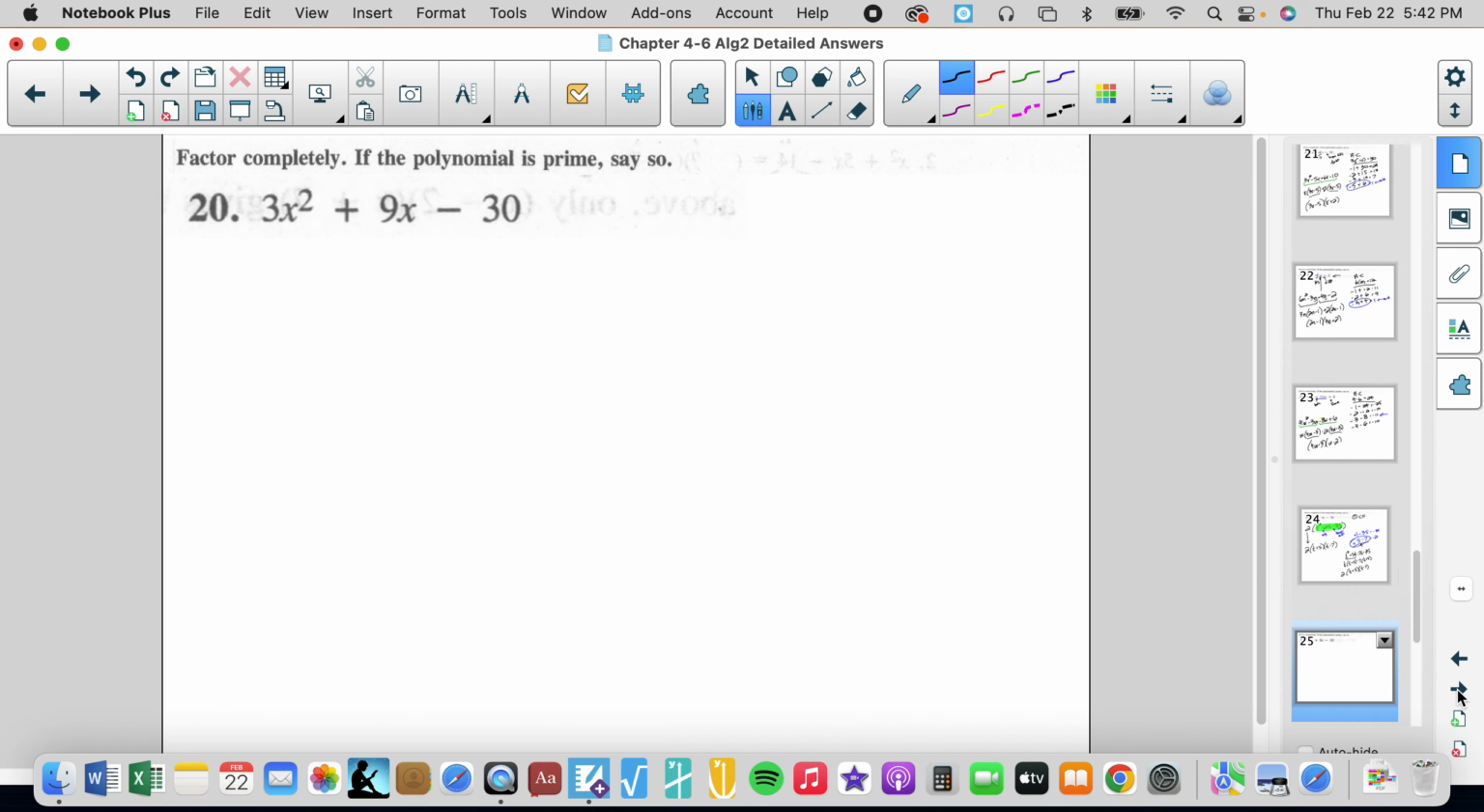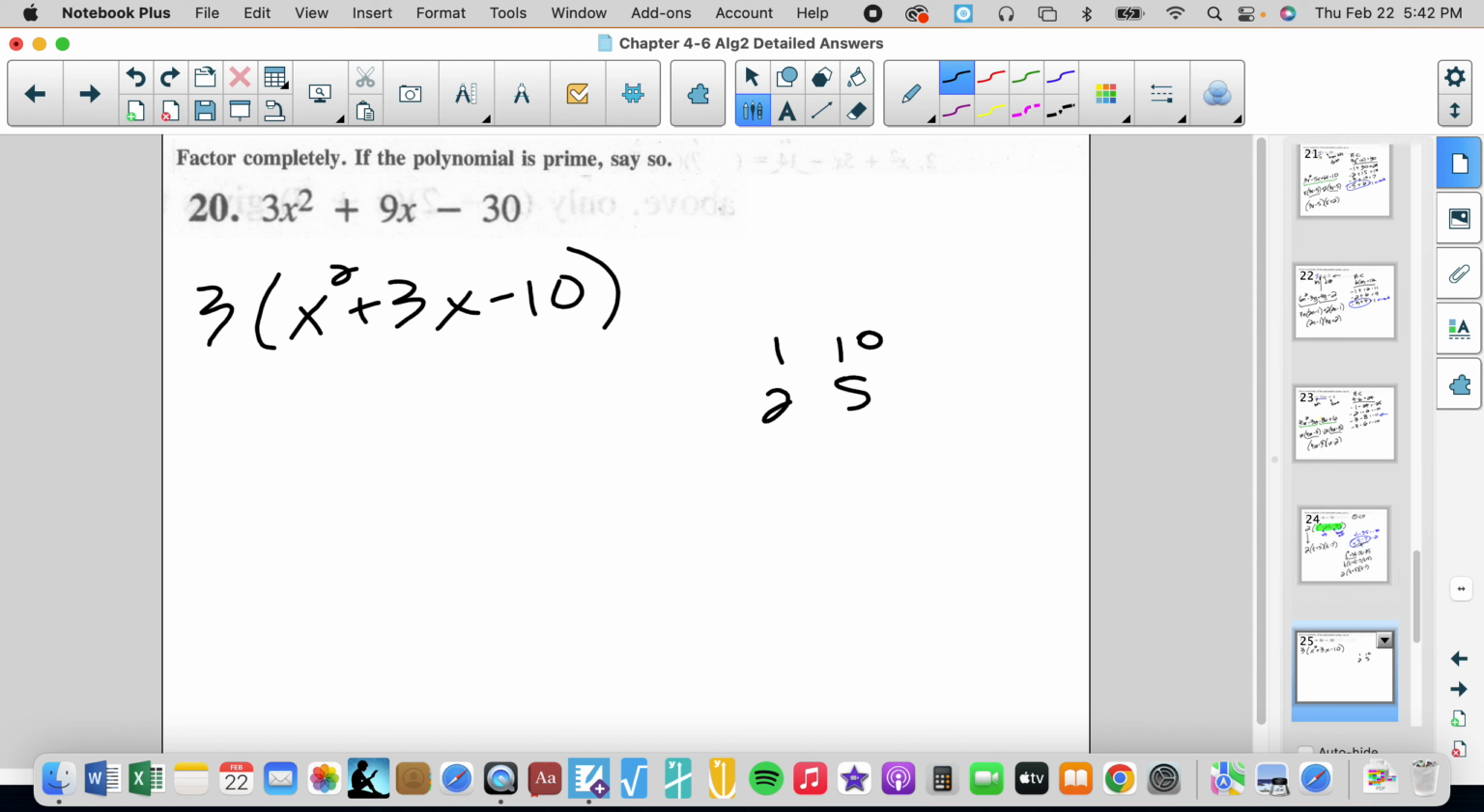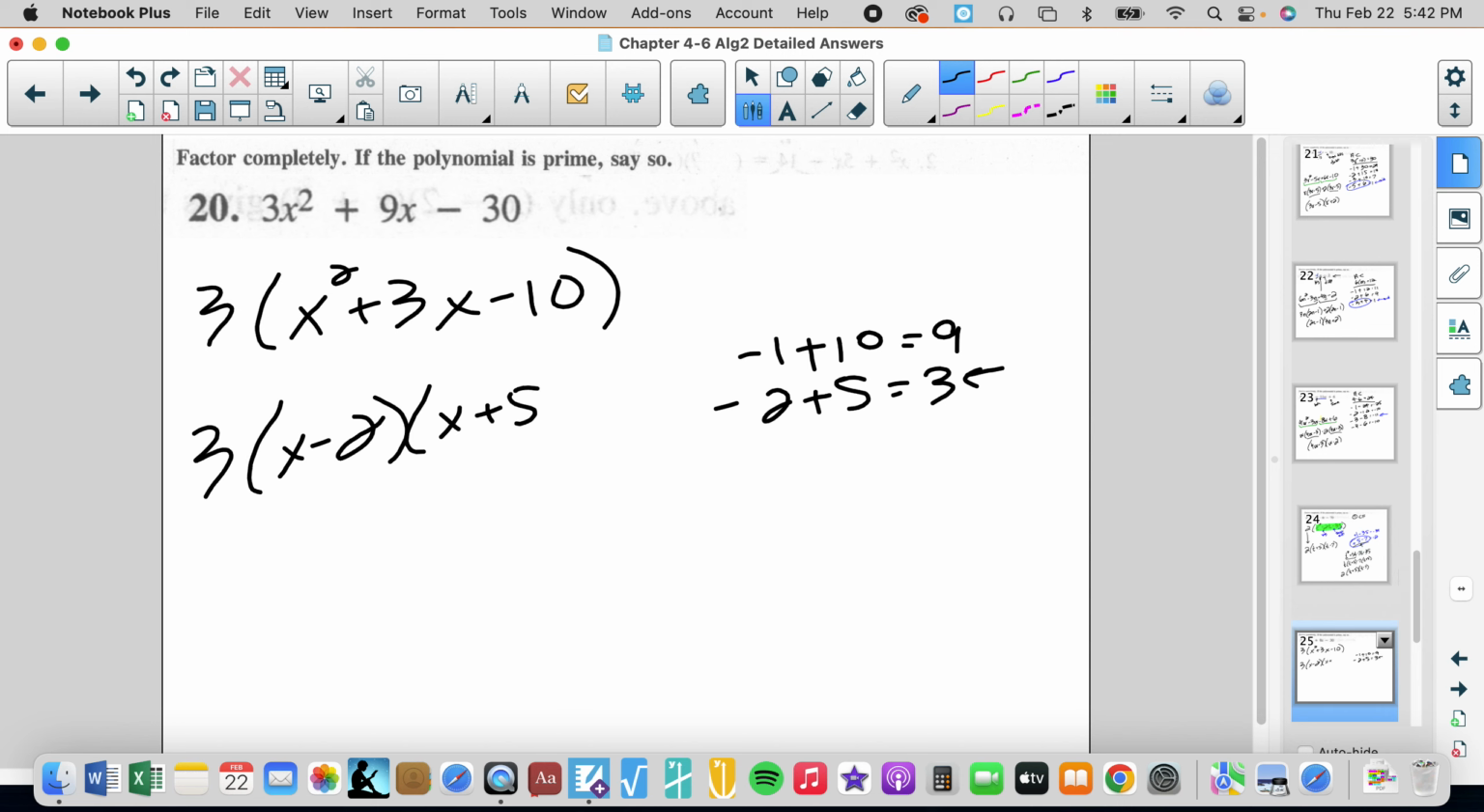3, 9, and 30, so we can factor out a 3 first. You have x squared plus 3x minus 10. All right, my a's, factors of 10, 1 and 10, 2 and 5. Signs are different. Bigger is positive. That's my middle term. So 3 times x minus 2, x plus 5.